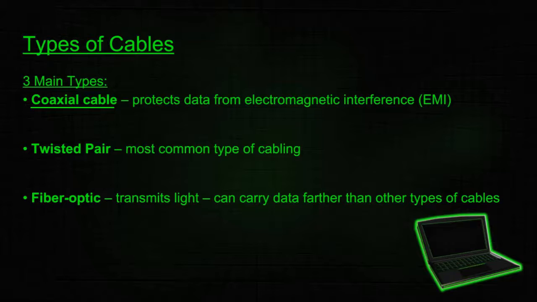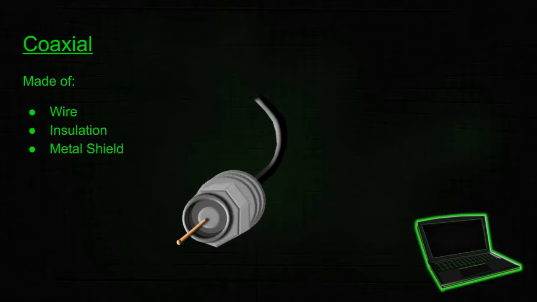Coaxial cable protects data from electromagnetic interference, or EMI. The main parts of this type of cable are a wire, insulation, and metal shield. This type of wire transmits electricity to send signals back and forth.